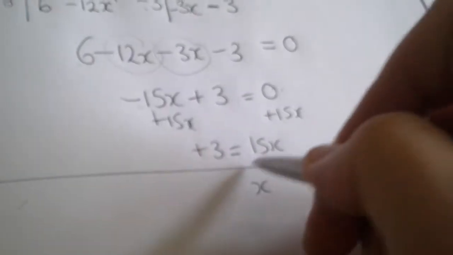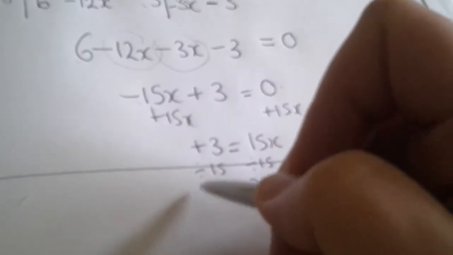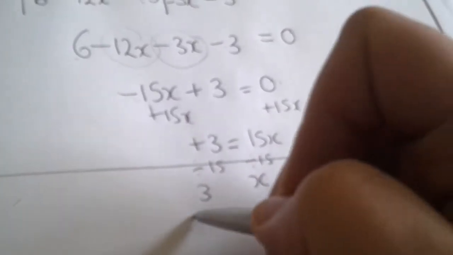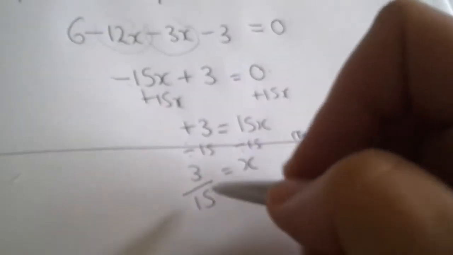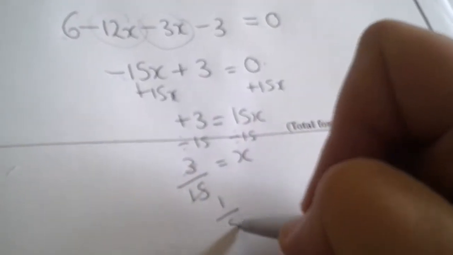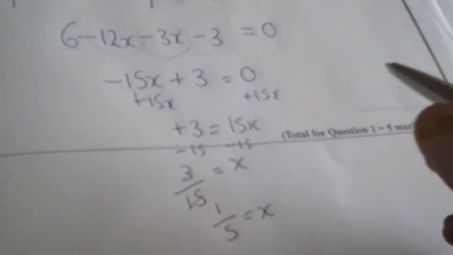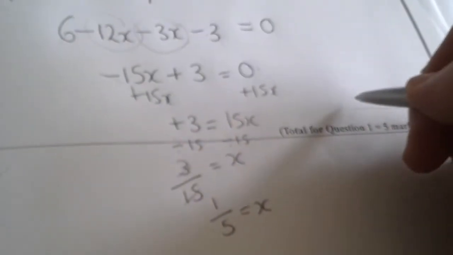So x, you've got to divide by 15, which looks really weird because 3 divided by 15 is not a whole number. And because it's the non-calculator paper, I'm going to leave it as a fraction. That would be fine. Just because I like simplifying, I'm going to divide both of them by 3 and get that x is a fifth. Again, that's fine. You can just put that there, or you can put 0.2.